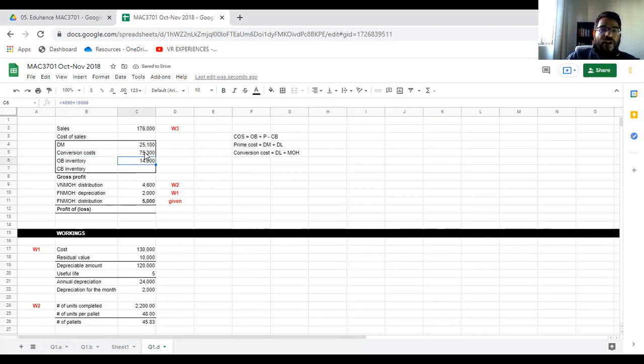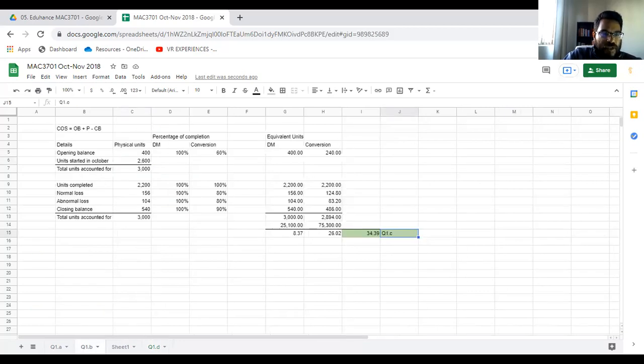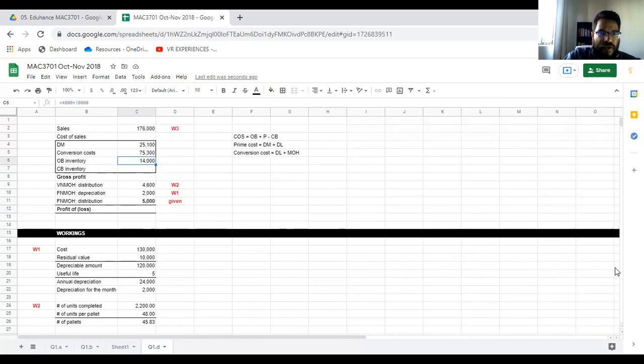Now we must get our closing inventory. Now this is where we're going to use closing inventory. They said use B and C. So in B, our closing balance is 540. Our cost per unit based on C is 34.39. So therefore, my closing inventory, I'll tell them to look at working for.